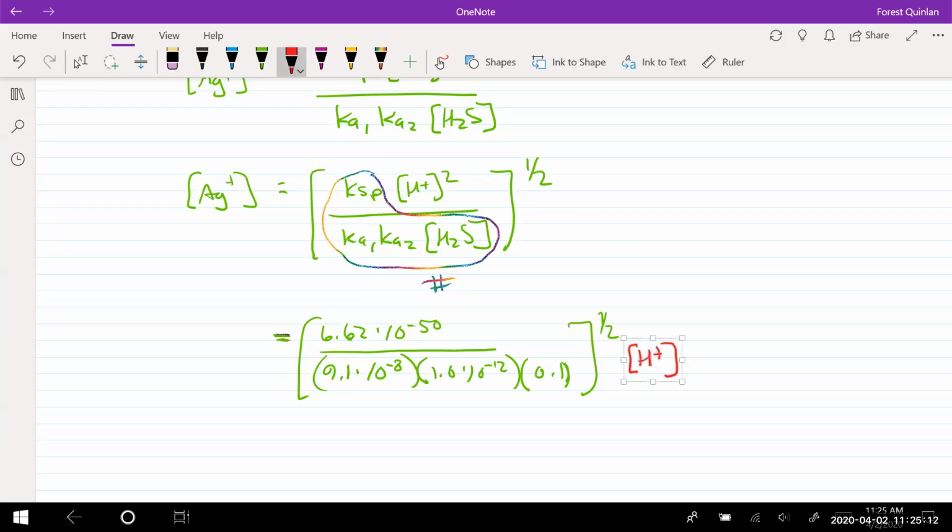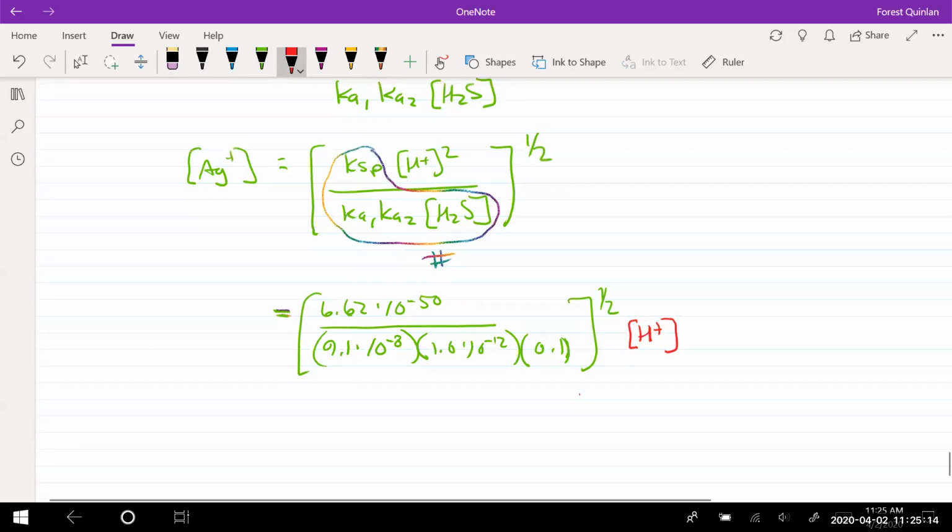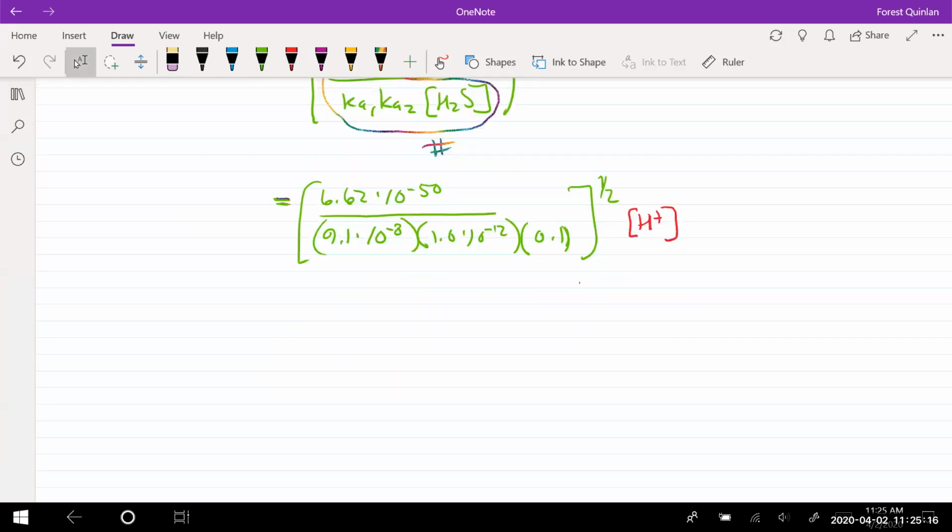I'm getting 2.69717 times 10 to the negative 15 times the concentration of H+. Slow down again: 2.697 times 10 to the negative 15, times the concentration of H+. And this is equal to the concentration of the silver ions.